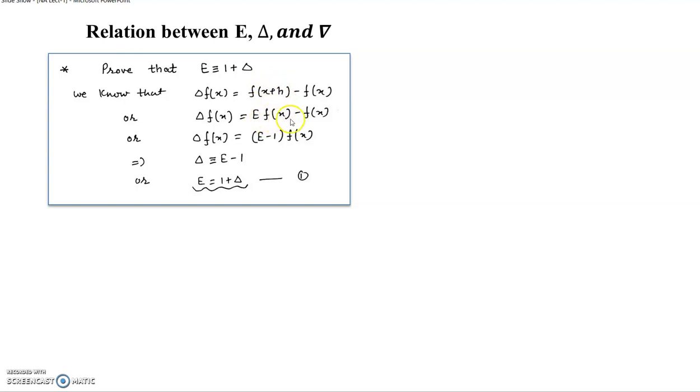And then, taking f(x) out common, we have delta f(x) is equal to (E minus 1) f(x). So from here delta is equivalent to E minus 1, or you can say E is equivalent to 1 plus delta.